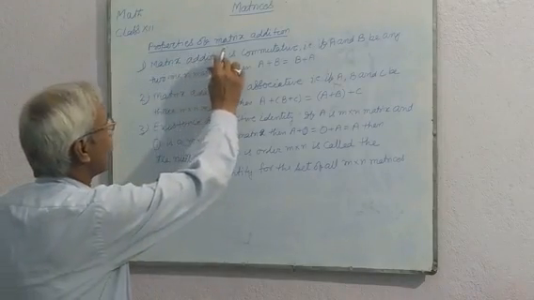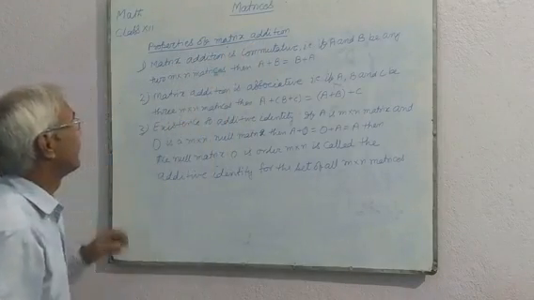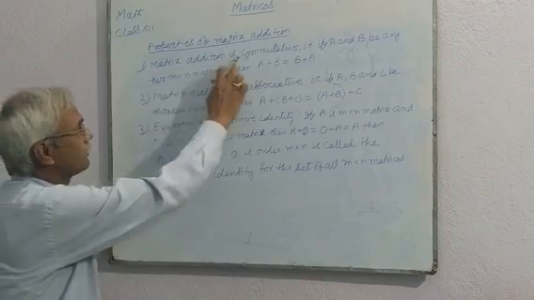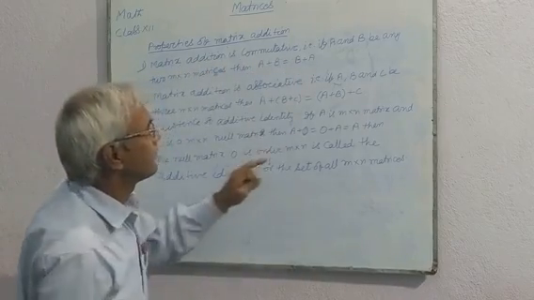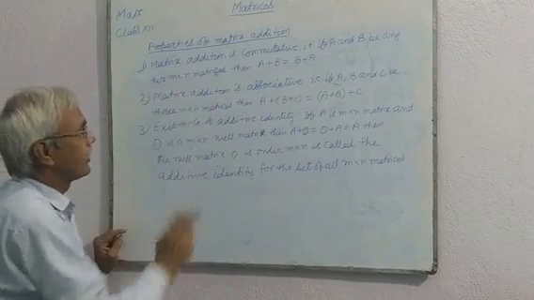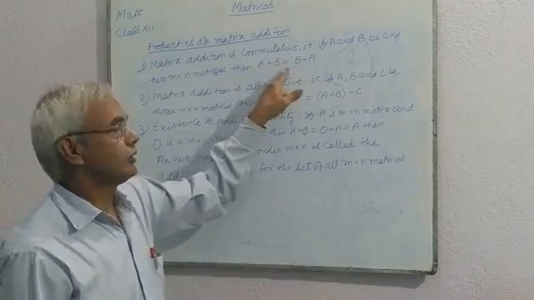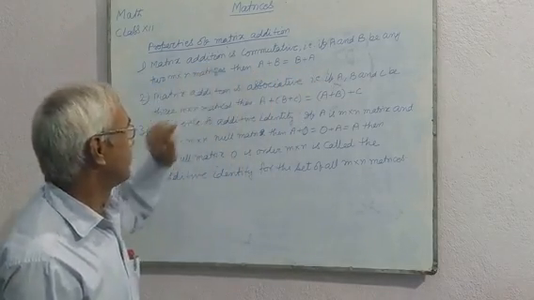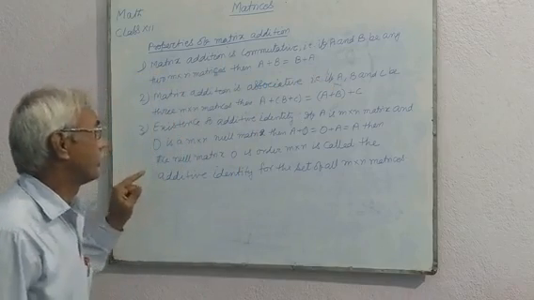Now, properties of matrix addition. First, commutative law. Matrix addition is commutative. If A and B are any two m into n matrices, then A plus B equals B plus A. This is called the commutative law of matrix addition.